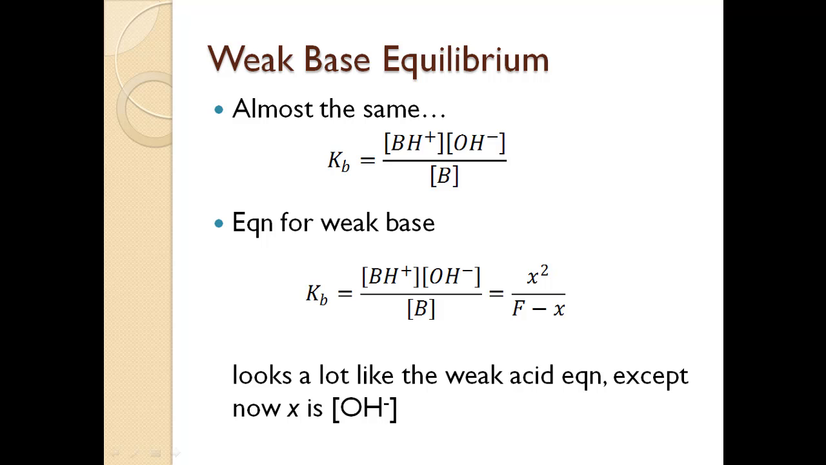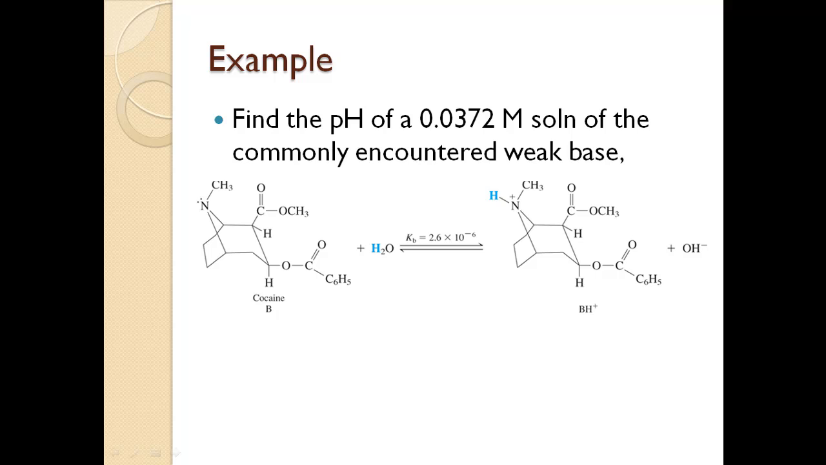So whenever we do weak base equilibrium, it's almost exactly the same. We already have learned how to do it. The only difference is that where you put the x is now an OH, not an H plus. So just remember that. And of course, the equation for the weak base is a Kb, not a Ka. But everything else is going to be exactly the same. So if we did an example that read, find the pH of a 0.0372 molar solution of the commonly encountered weak base, cocaine. Here I'm showing you the reaction and I'm giving you the Kb.